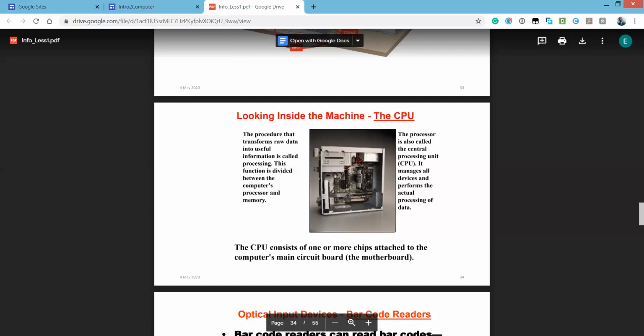So the CPU consists of one or more chips attached to the computer's main circuit board, which is our motherboard. The motherboard is just like a foundation where all the computer circuits have been placed. A foundation or a ground where the computer chipsets are being stored or hosted.